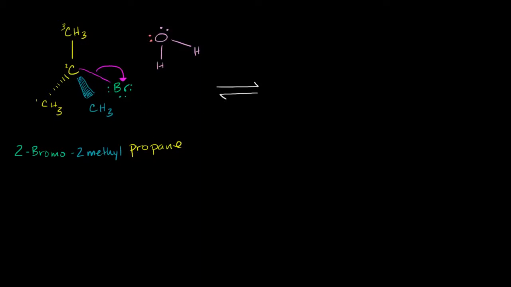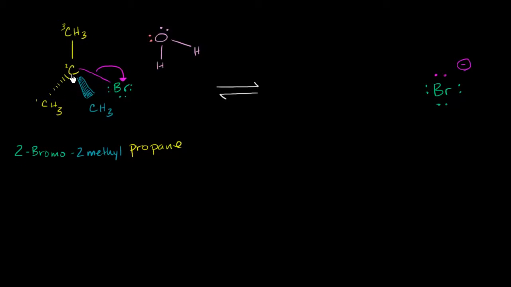And so once this happens, the bromine would turn into a bromide anion. So let me draw it right over here. So the bromide anion, it's going to have 1, 2, 3, 4, 5, 6, and then both electrons from that shared bond. Both electrons from that shared bond, it now has a -1 charge.